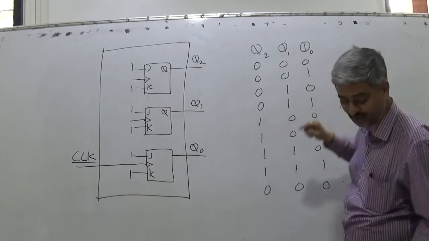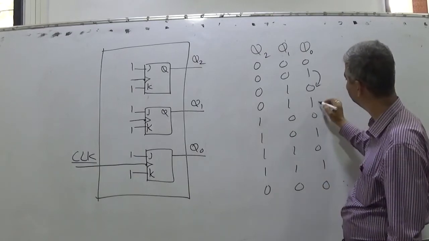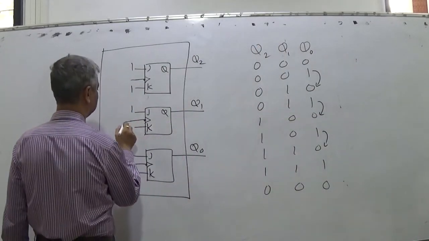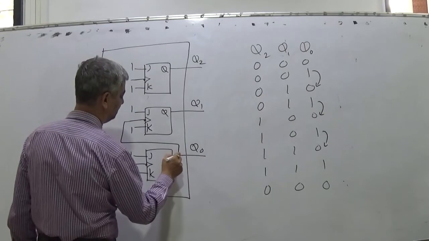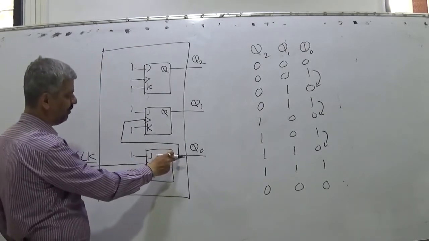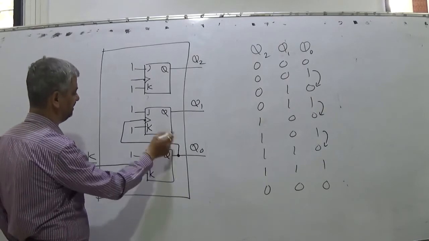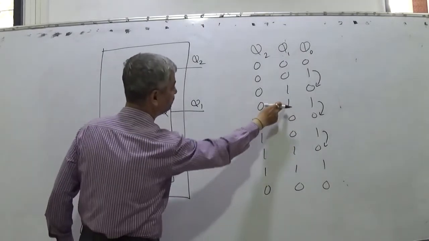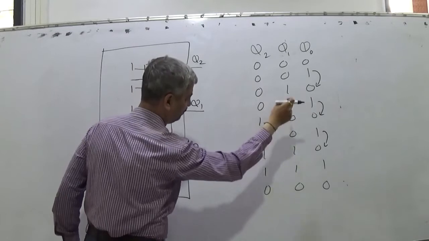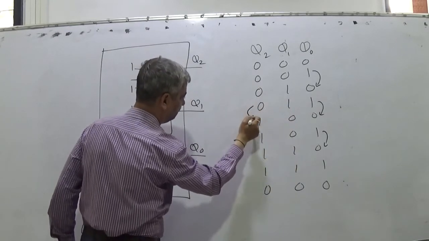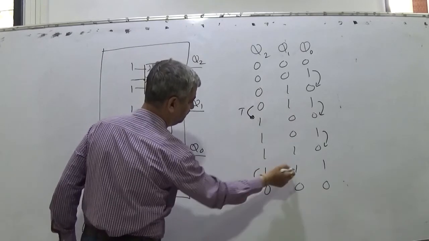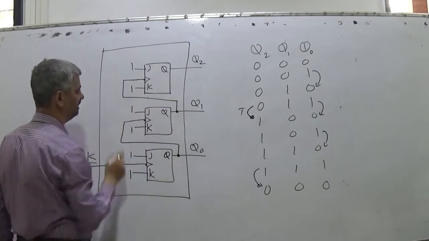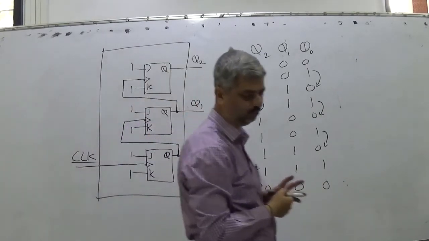So when Q1 changes, that time it should toggle. So this is connected as, that is one output, the output of the least significant flip-flop is connected as the clock. And when should this toggle? When this goes from 1 to 0, this should toggle. So this Q1 is connected as the clock to the next flip-flop.